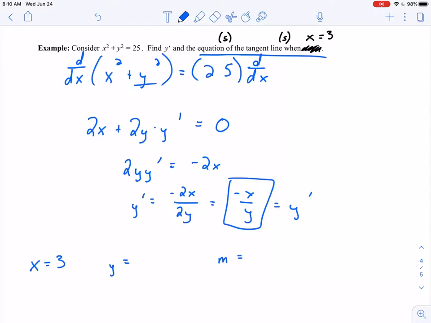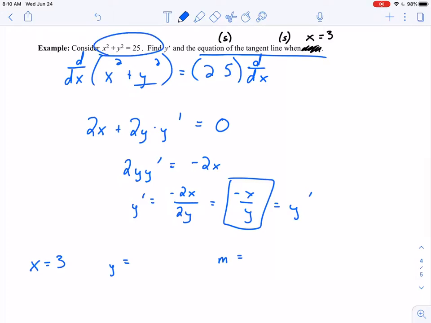Now, if you want to find the slope, that's the same as the derivative, but in this case, the derivative depends on both x and y, which means I need to find my y value first. That just means I need to find my y value before I can find the slope of the tangent line. And to find the y value, I'm going back to that original equation.